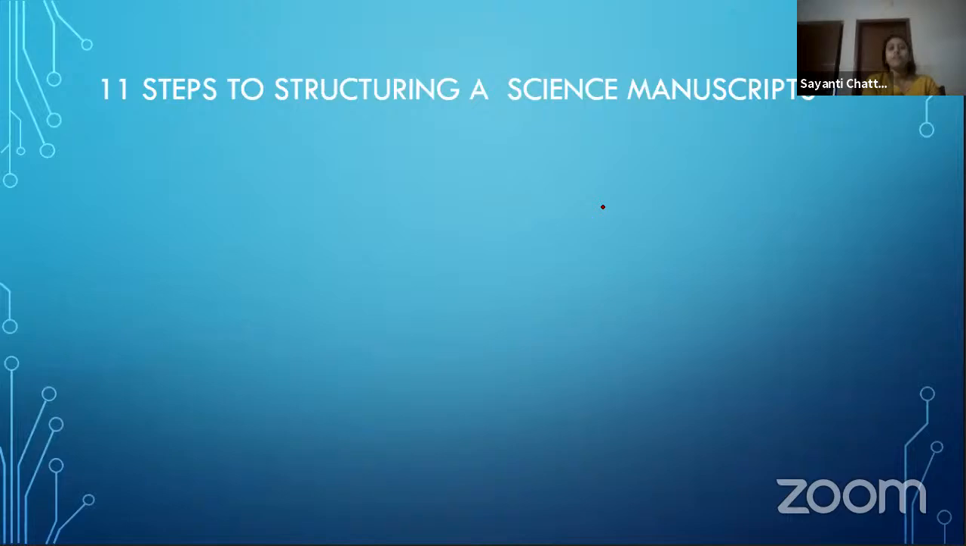So before writing the manuscript, there are 11 steps to structure a scientific manuscript. What are the steps? When we write any manuscript, what will be the steps? So there are 11 steps. First, prepare the figures and tables. This is according to the LCBR. I am not telling the procedure. This is from the LCBR, and according to the LCBR, 11 steps.